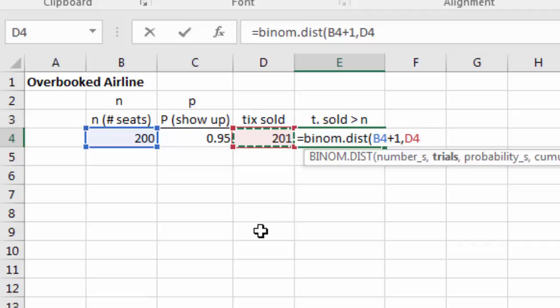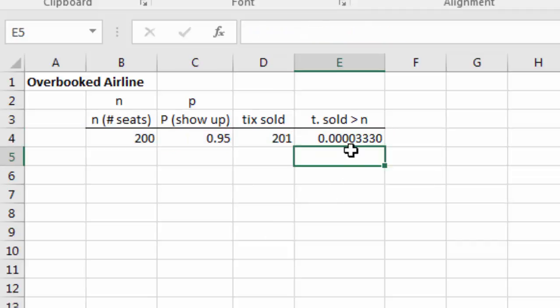Now, of course, this one's going to be extremely rare, for all 201 people to show up if each one has a 95% chance. So plug in the probability, and then we're going to go with the 0. And indeed, we see that that's 0.00003. That's less than 1,000th of a percent chance.